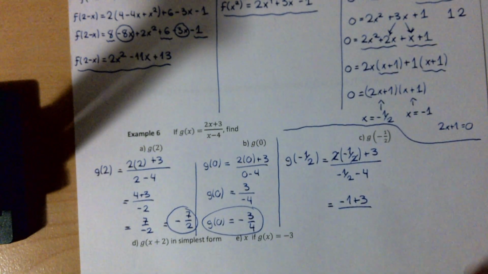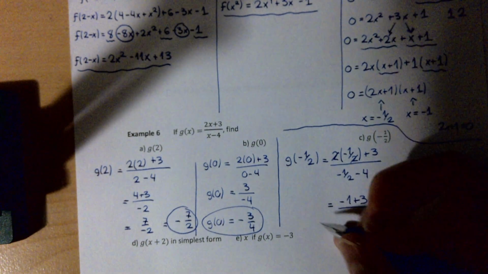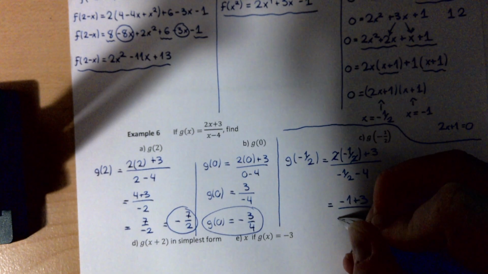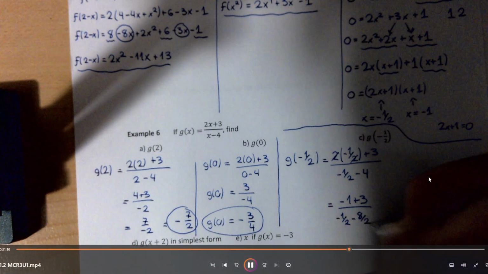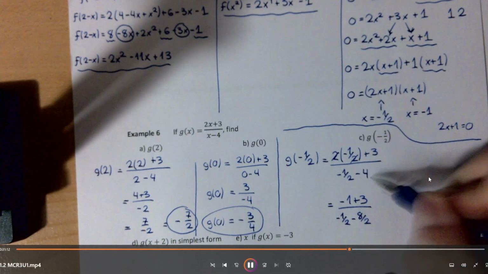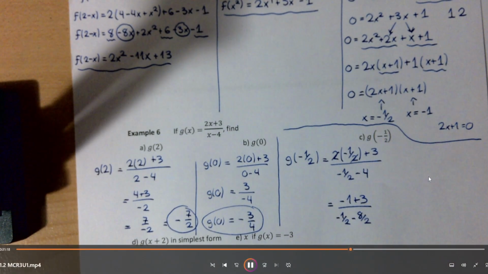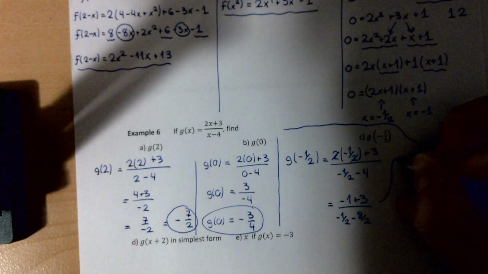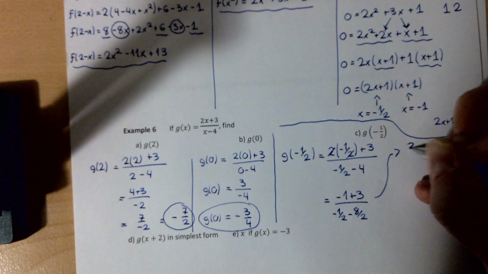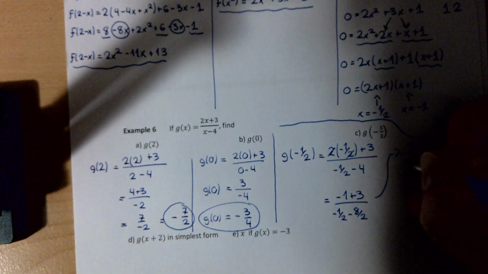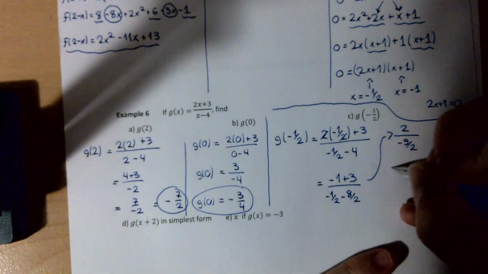So what I'm going to do instead is change this down here to minus 1 over 2 minus 8 over 2, right? I'm multiplying this because a different way to write 4 is just 4 over 1, and I'm just changing it so they have the same denominator. So here, hopefully I don't run out of room. Minus 1 plus 3 is just going to be 2, divided by minus 9 over 2.